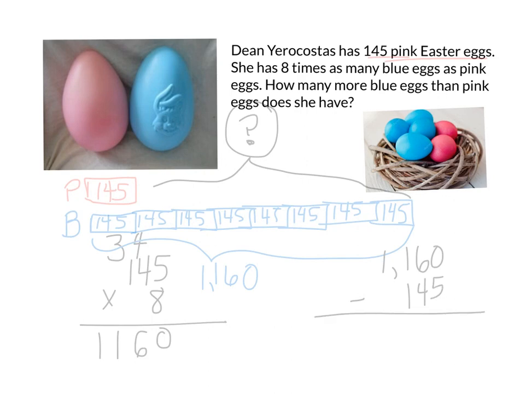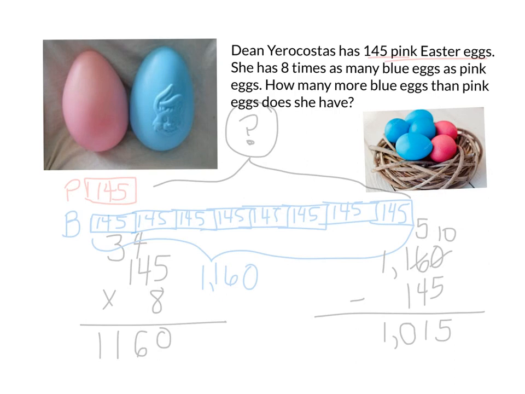So, can I do 0 minus 5? No. So I have to borrow a 10. So instead of 6 tens, I have 5 tens. I'm going to trade 5 tens for 10 ones. 10 minus 5 is? 5. 5 minus 4 is? 1. 1 minus 1 is 0. And 1 minus nothing is 1.